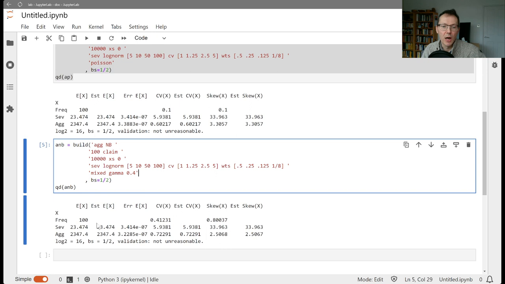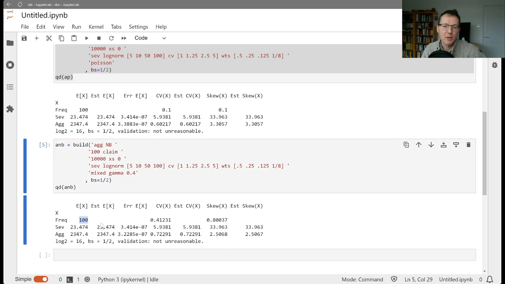And you see indeed here, you know, 100 is a pretty big claim count, so we've diversified away a lot of that risk. But the uncertainty in the frequency coming from the mixing distribution drives a CV on the frequency of 41%. The mean, though, is the same. The CV on the aggregate now, so here we've got severity uncertainty driving a 60% CV. Now we've got both the severity uncertainty and the mixing uncertainty on the frequency driving a 72% CV.